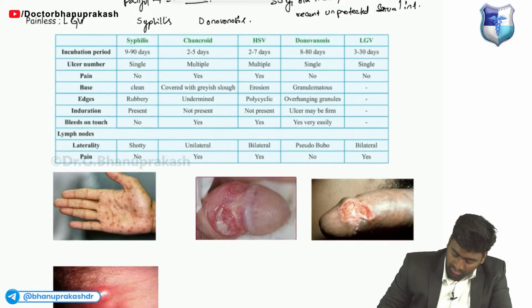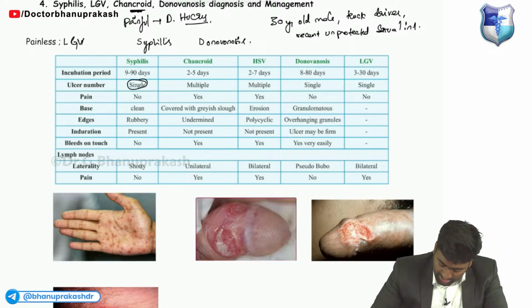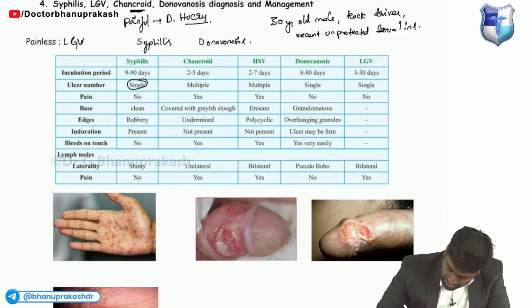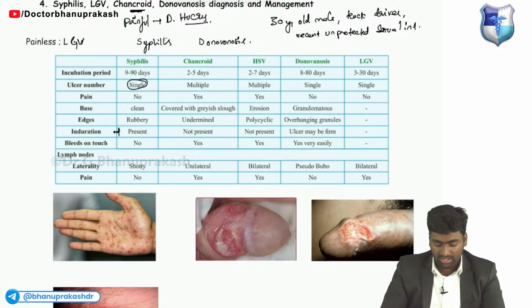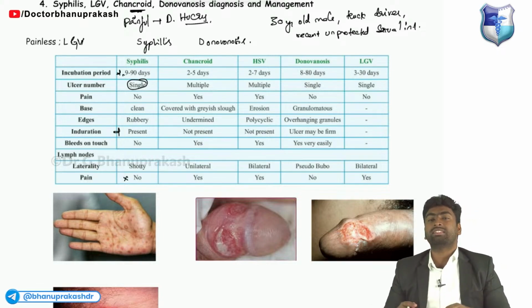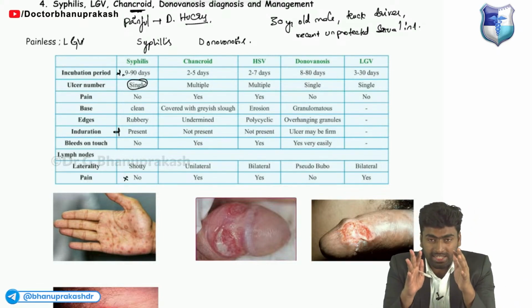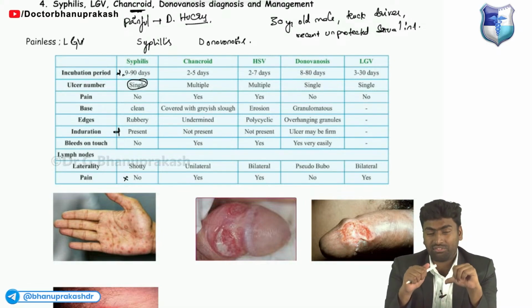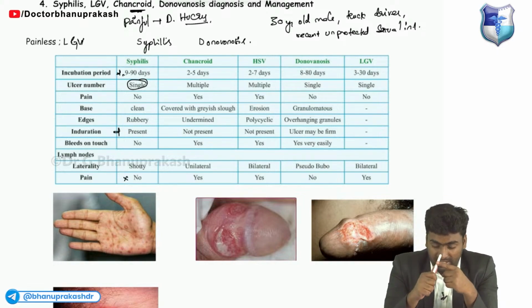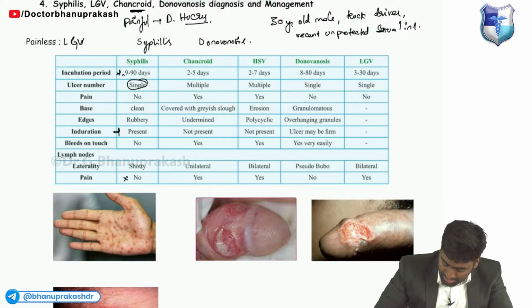Fine. So then how will you differentiate? They will tell you there is a single ulcer with the presence of induration and no pain, and on evaluation you will see the patient had this infection very long back. If the incubation period is between 9 to 90 days and there is a single ulcer along with induration, and the ulcer is painless, this is the typical feature of syphilis.